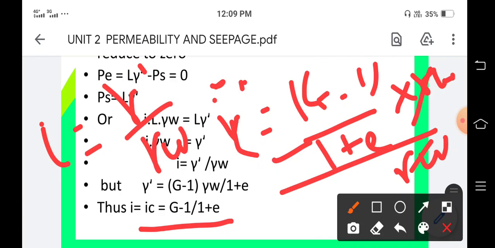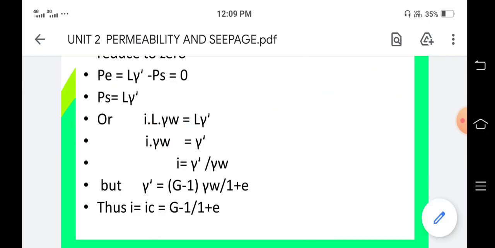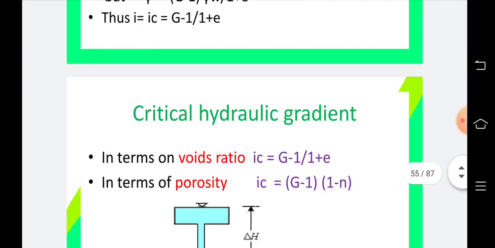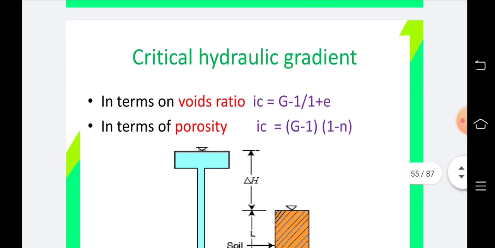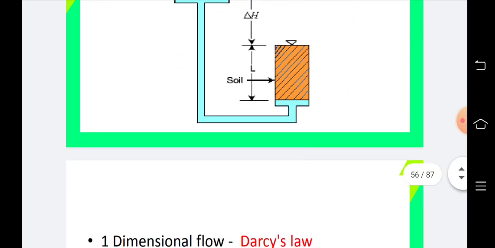Note that this is a very important formula and you have to solve 2 marks problems for that. In theory examinations, problems based on this formula were asked many times. So in terms of void ratio, IC equals G minus 1 upon 1 plus E, and in terms of porosity the formula will be G minus 1 into 1 minus N. Okay, the remaining part we will discuss later.